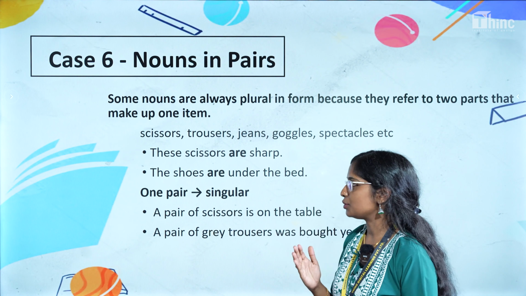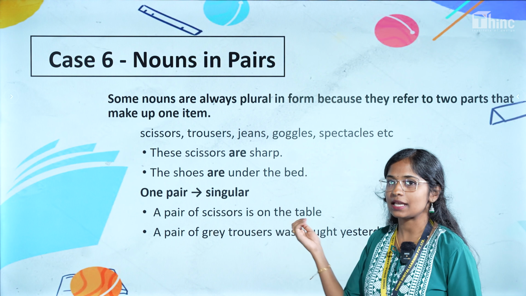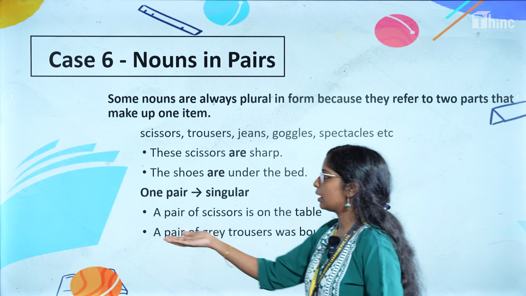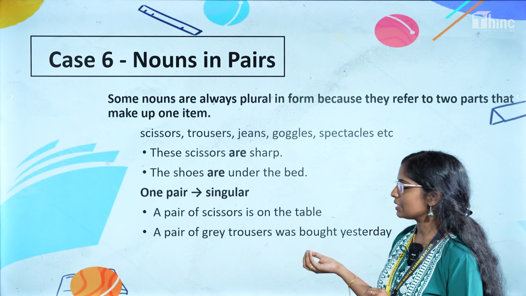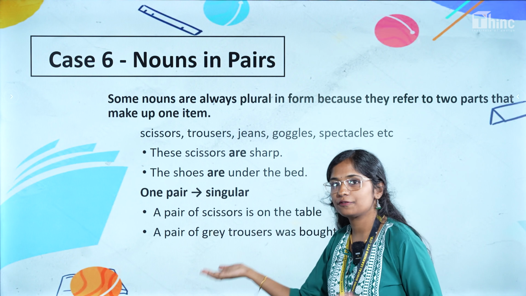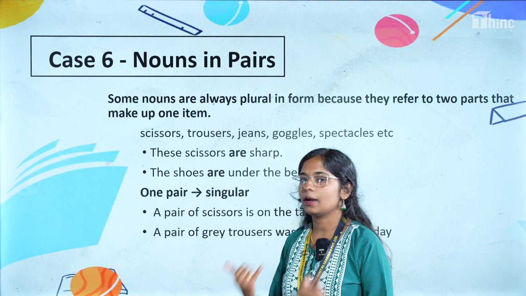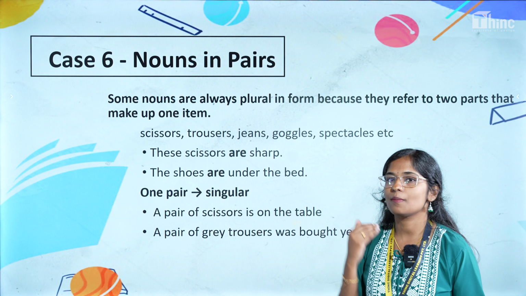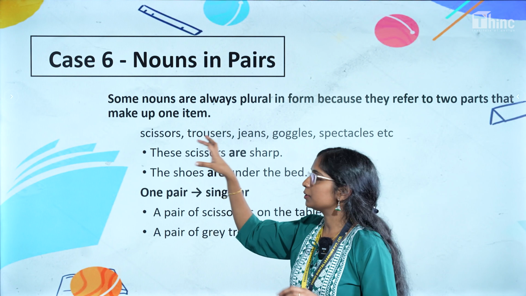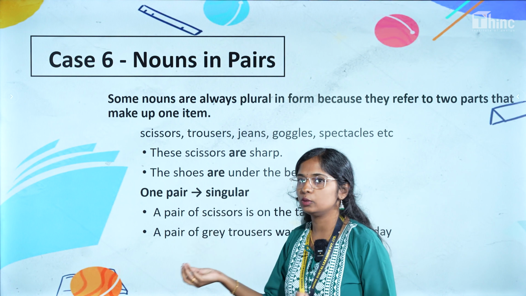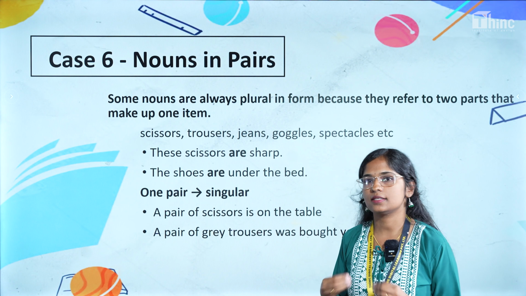But when we use one pair, a pair of scissors, it means that it is singular. When we use a pair, we consider it as singular. A pair of scissors is on the table. A pair of grey trousers was bought yesterday. It is not were, it is a pair of grey trousers was bought yesterday. So these nouns have two parts, and just because they have two parts, we consider them as plural nouns. And if we use a pair, then we can consider it as a singular noun.